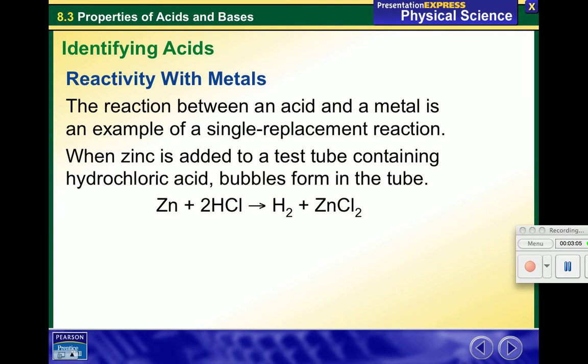Another property of an acid is that when you place an acid on a metal, it will bubble and react, and that bubbling is just the hydrogen that's broken away from the hydrogen dissociating from the other part, the negative part. That hydrogen starts to bubble up in the form of a gas.